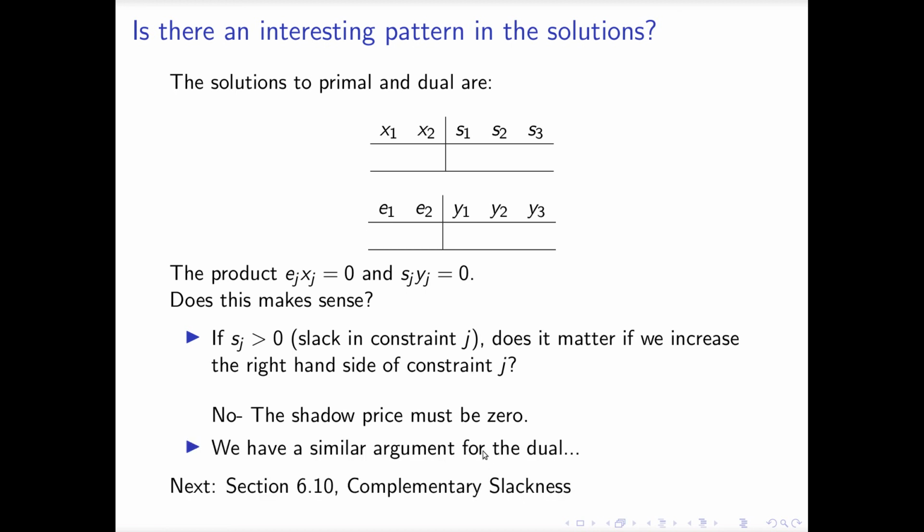So we could have a similar argument for the dual, and in fact, the idea behind this is section 6.10, something called complementary slackness. We're going to use complementary slackness in order to help us find the solution to either the primal or the dual, given one or the other. Okay, so that's what's up next.